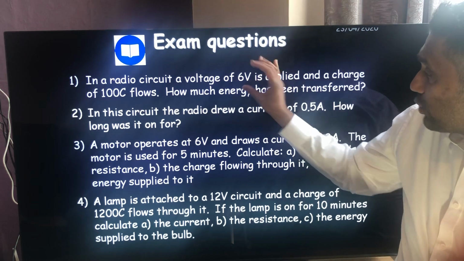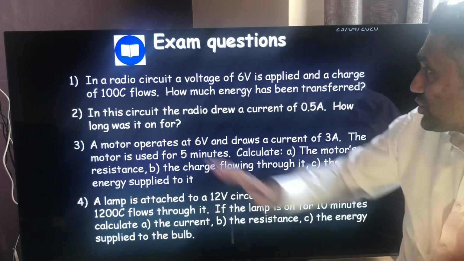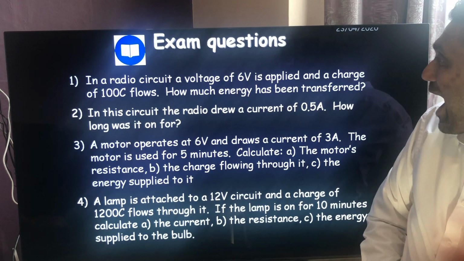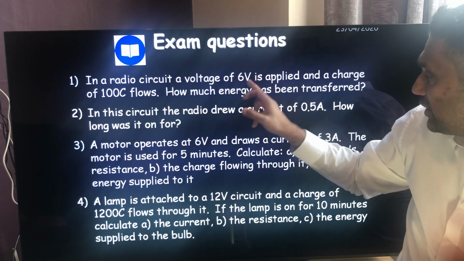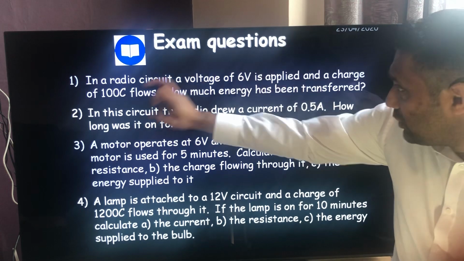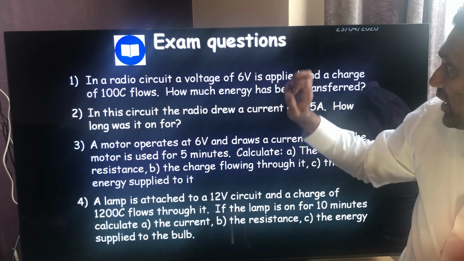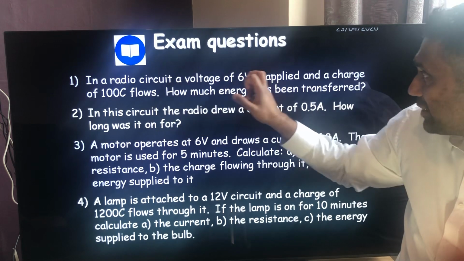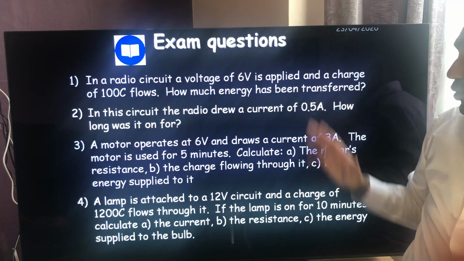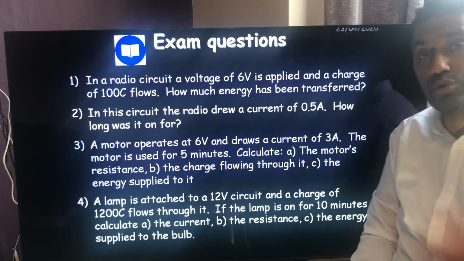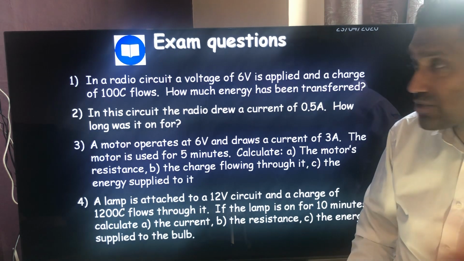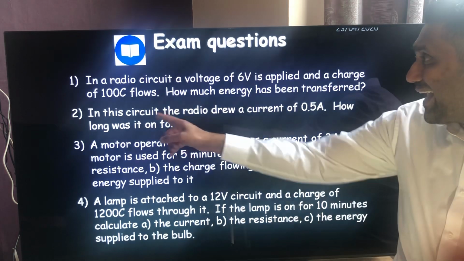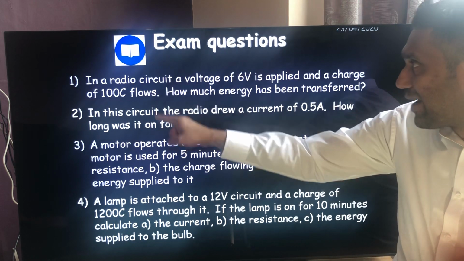So, voltage is 6 volts applied and a charge of 100 coulombs flowing through it. How much energy is transferred? Now, E equals Q times V. So, literally, it's the Q, which is 100, times the V, which is the 6. 100 times 6 equals 600. So question 1, the answer is 600. 600 what? It's the energy I'm looking for, so it's 600 joules.